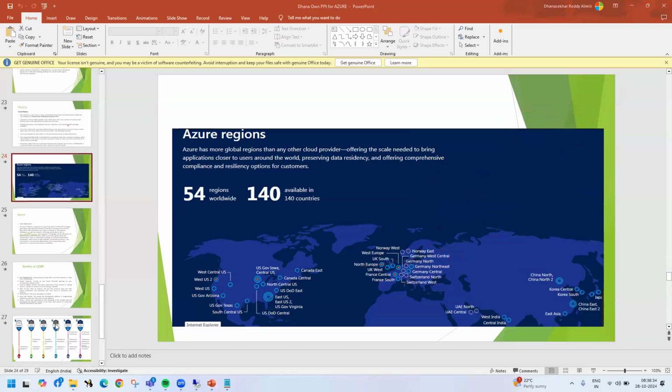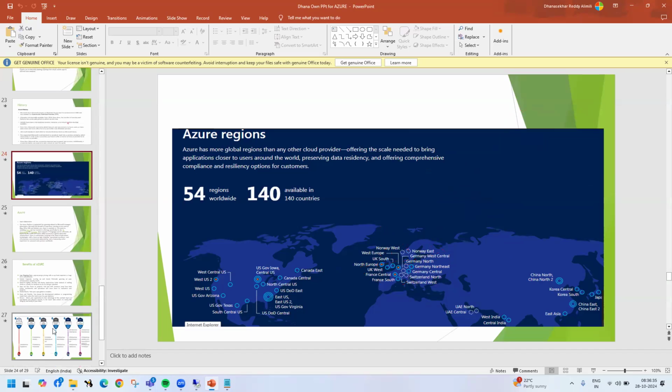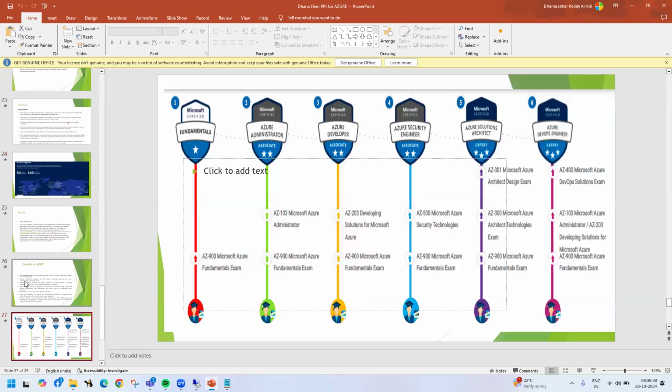Next, Microsoft provides a lot of certifications, 30 plus, especially for Azure. I can list a few of them: Microsoft Azure Fundamentals, Azure Administration, DevOps, Azure Cyber Security, Azure Artificial Intelligence, Azure Data Engineer, Azure Network Engineer, Azure Databricks, Azure Data Factory. These are various types of certification papers.